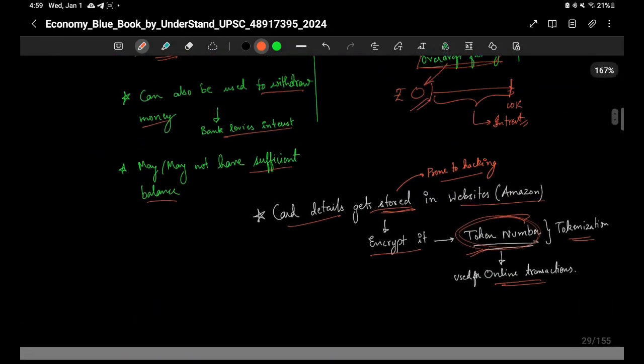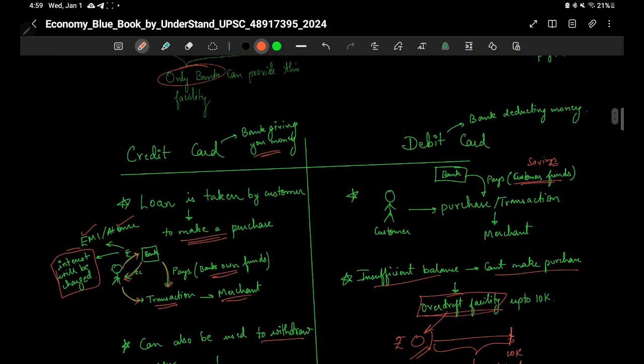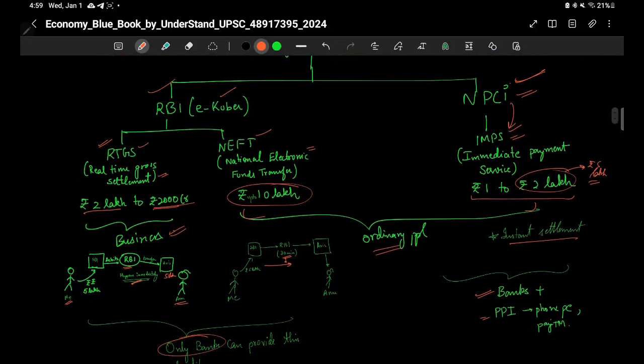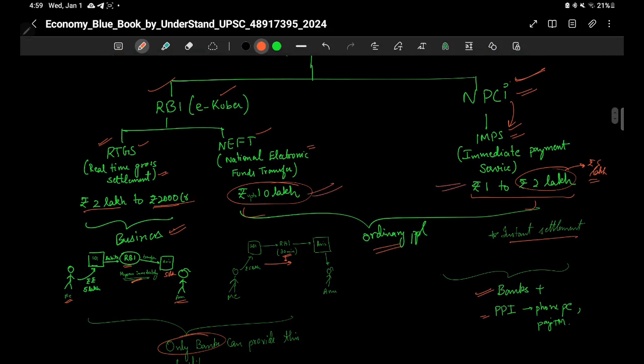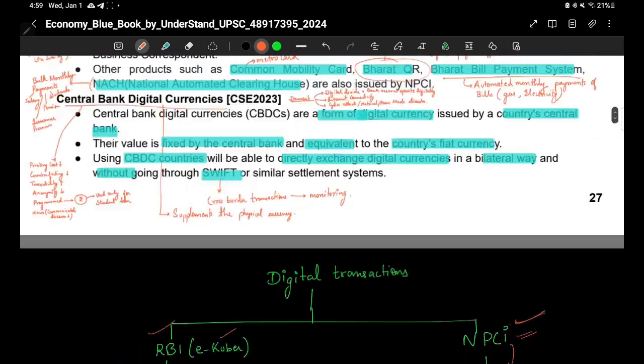I'm telling you all this because in prelims they can ask, what is this tokenization? They can ask you credit card, debit card details. They can ask you RTGS, NEFT, NPCI, IMPS. They can ask you these limits also, but it's not that important. Okay, overall, I think you understood.